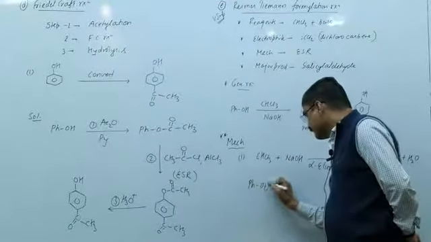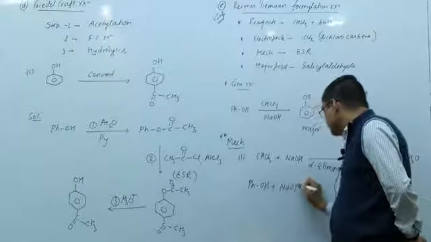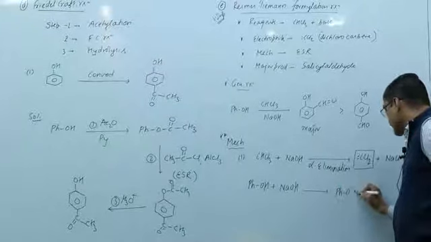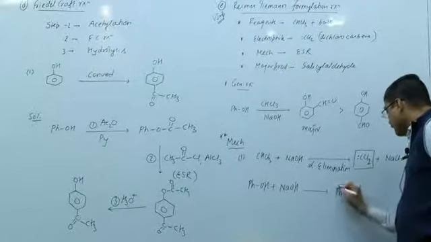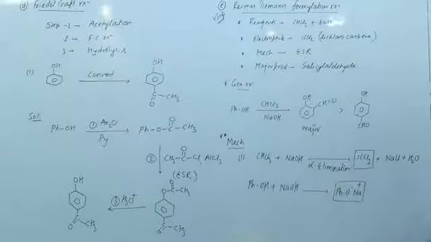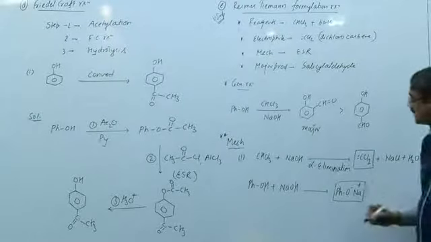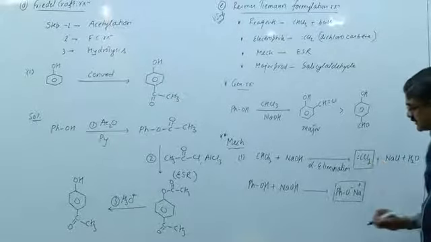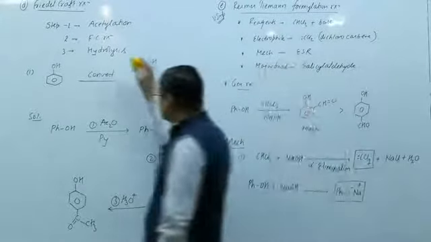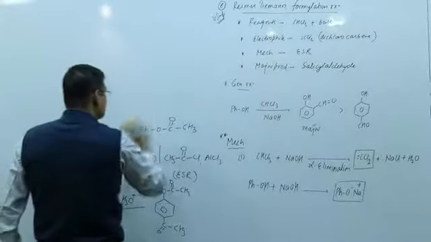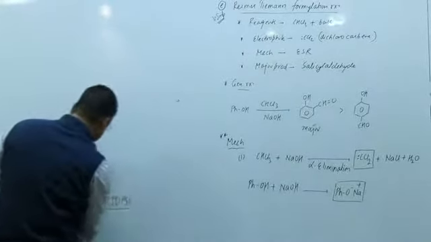Similarly, phenol in basic medium is converted into phenoxide ion. So there are two reactive species. One is dichlorocarbene, second is phenoxide. Dichlorocarbene acts as an electrophile because it has 6 electrons on the carbon atom. So it is electron deficient. So in the second step, the electrophilic substitution takes place.